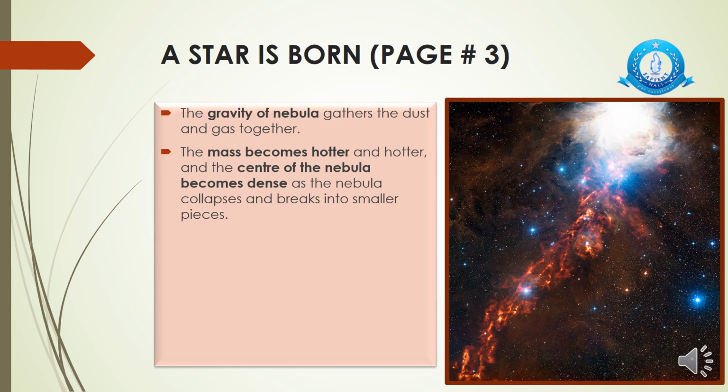The mass, the whole nebula, starts to heat up. It becomes hotter and hotter, and the center of the nebula, the middle part, which has gravity as well, becomes thick enough as the nebula breaks into smaller pieces. As it gathers everything towards its center, everything falls into the center, and what happens? The temperature starts to rise and the center becomes thick, the center becomes dense. Because everything is falling into the center due to the gravity of the nebula, the temperature starts to rise.